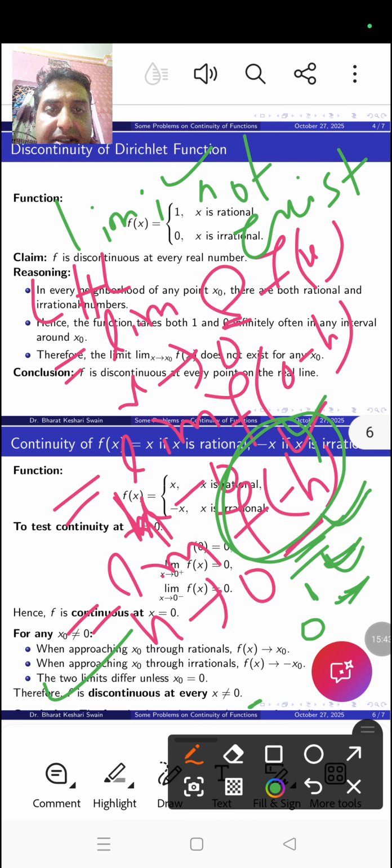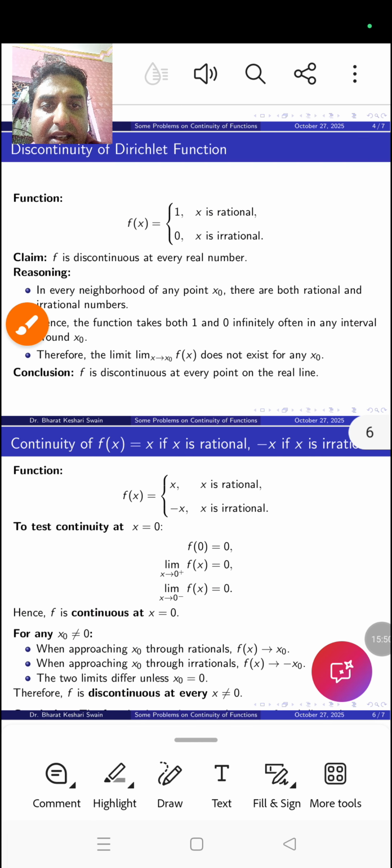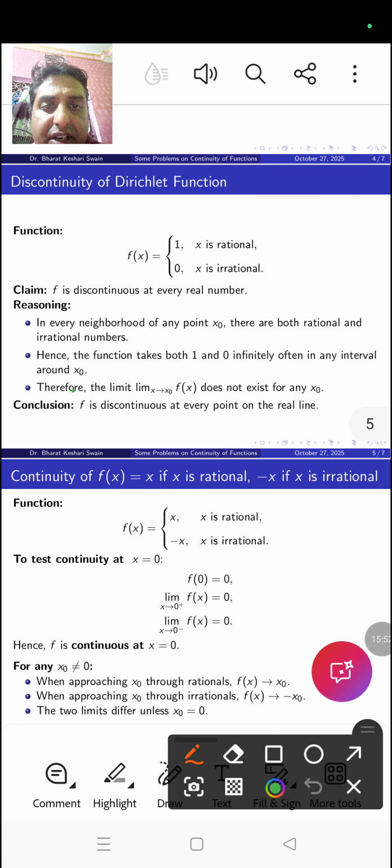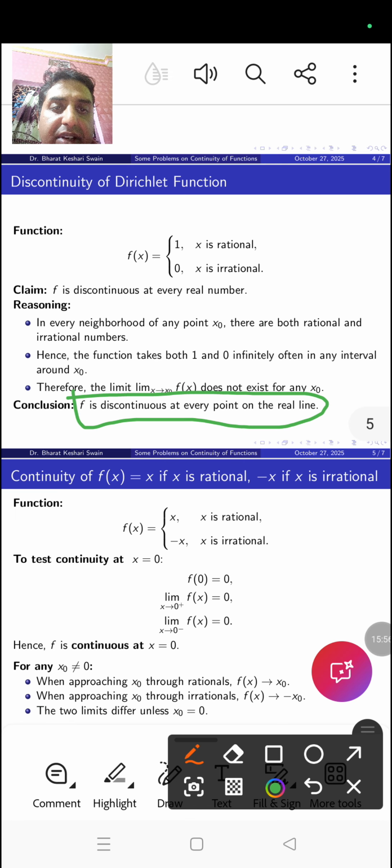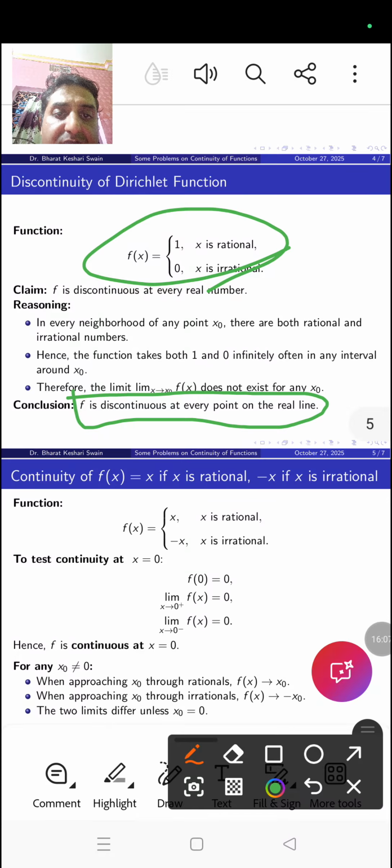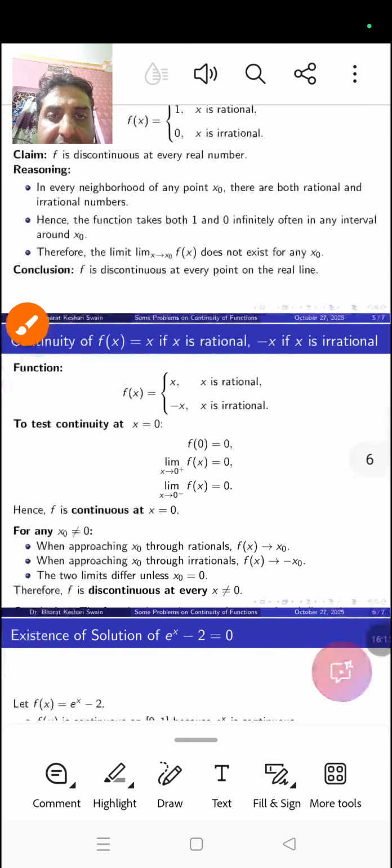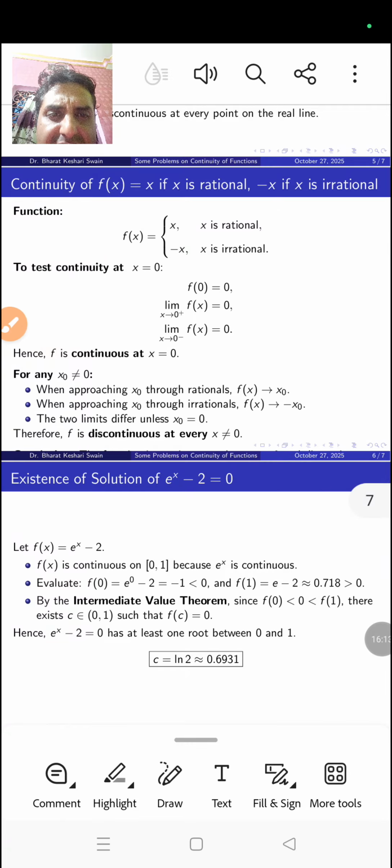Okay, this is not the problem. The problem is this: the function is discontinuous at every point on the real line. You can take 0, you can take 1, you can take 1.2, any real number, this function will be discontinuous. The same type of problem is there in the next slide, but the function is just different.